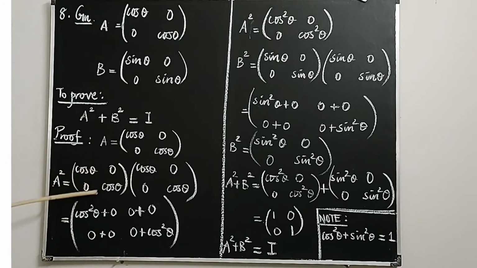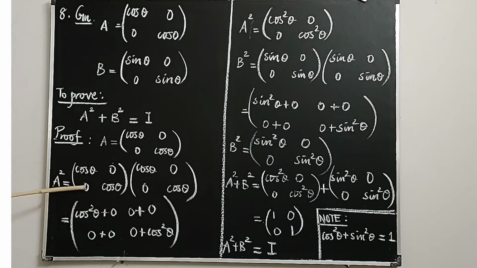Cos theta 0, 0 cos theta multiplied by cos theta 0, 0 cos theta. First row, first column: cos theta into cos theta is cos square theta. Then 0 into 0 is plus 0. First row, first column is over. Then first row, second column: cos theta into 0 is 0, 0 into cos theta is also 0.